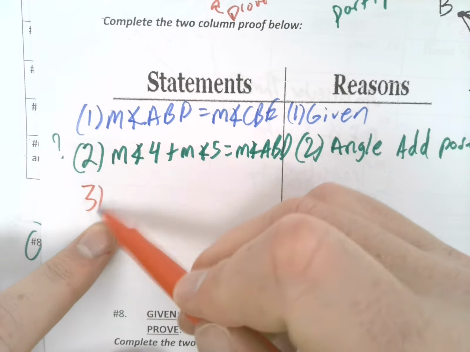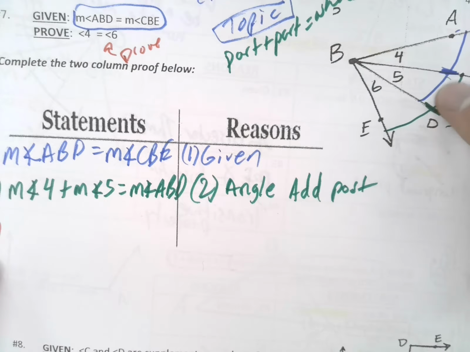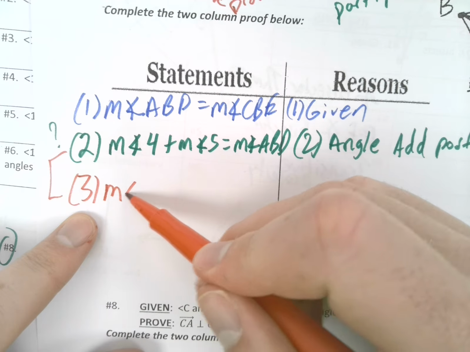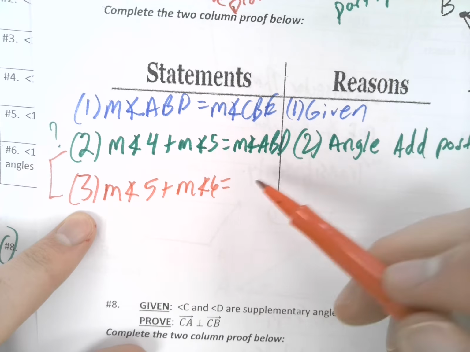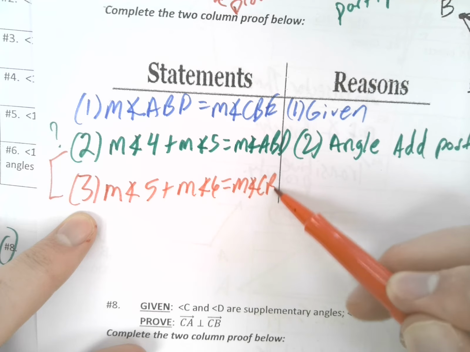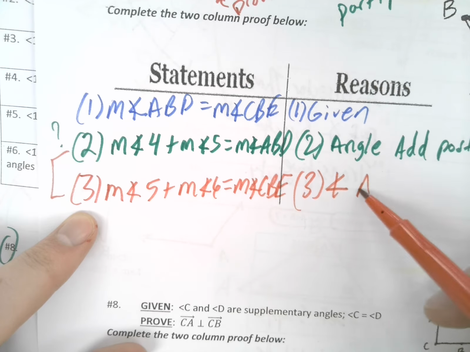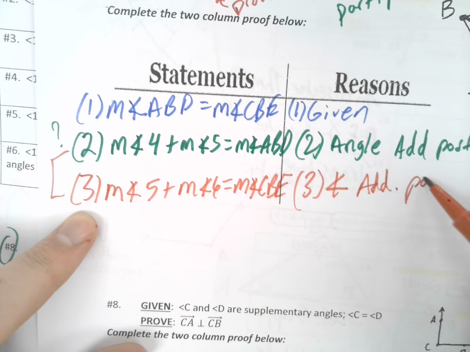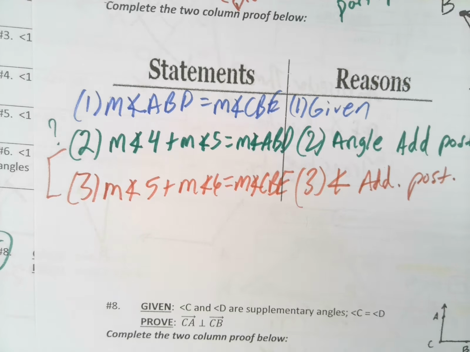We can do the same thing for 5 and 6 here. Check it out. Angle 5 plus angle 6 is going to be equal to the measure of angle CBE. Same exact principle, guys. Angle addition postulate. And so if you can believe it, we're to the last step here.